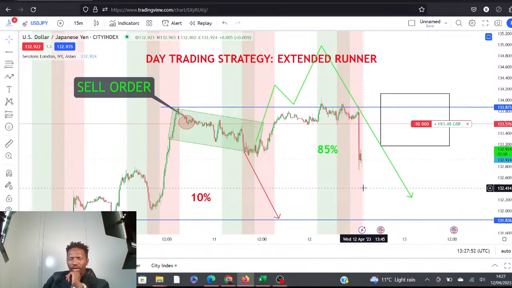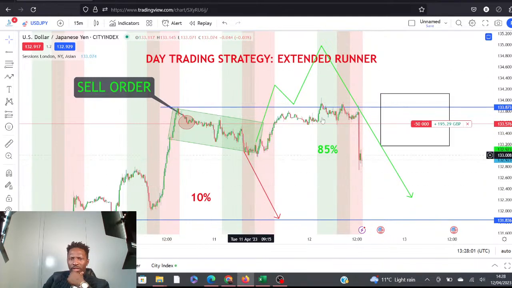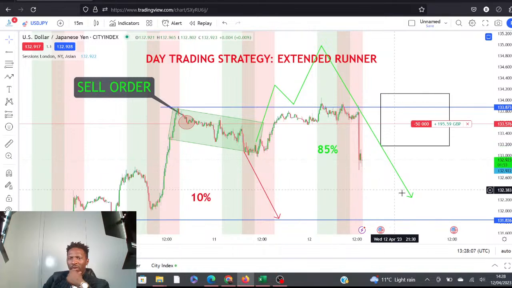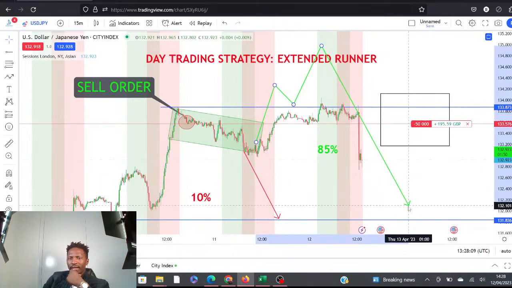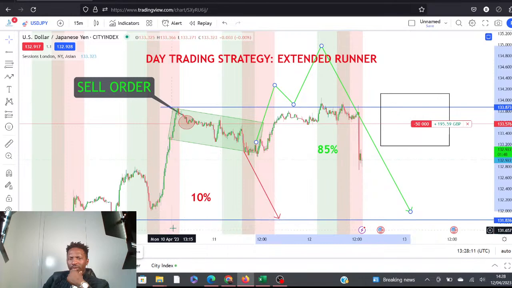So for those of you guys who tuned into my streaming yesterday morning and also today in the morning, you must have seen my thoughts on this currency pair in terms of where I think it's headed. I mean, obviously right now we're probably most likely heading all the way down here, because this is where I'll be looking to take my profit.